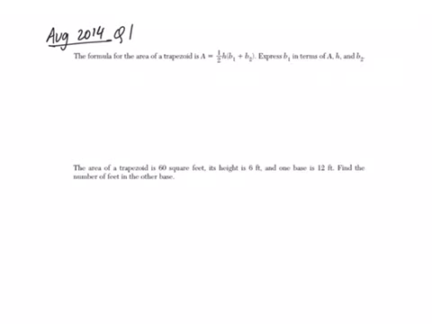Alright, now we have a formula for the trapezoid. The area of a trapezoid is given by A is equal to half h times b1 plus b2. Express b1. So we want to get rid of everything other than b1. Our answer should be b1 is equal to something. That's what we are looking for, right? So we'll work with SADMAP again.